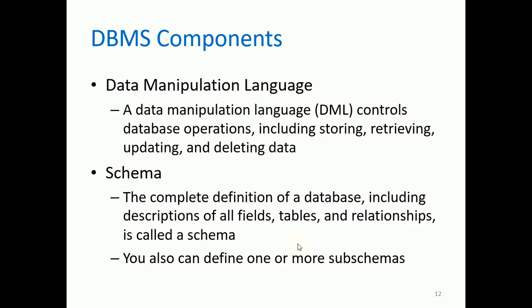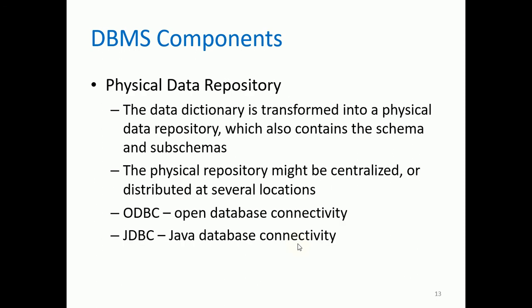Okay, next we have the data manipulation language. A data manipulation language, or DML, controls database operations, including storing, retrieving, updating, and deleting data. And then we have the schema. The complete definition of a database, including descriptions of all fields, tables, and relationships, is called a schema. We can also define one or more sub-schemas.